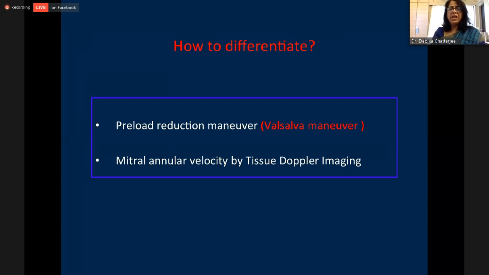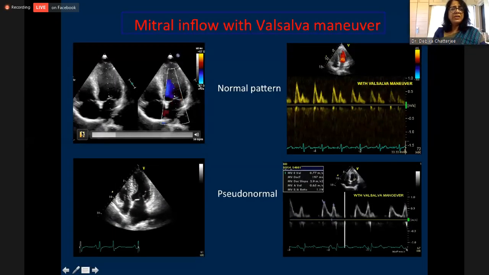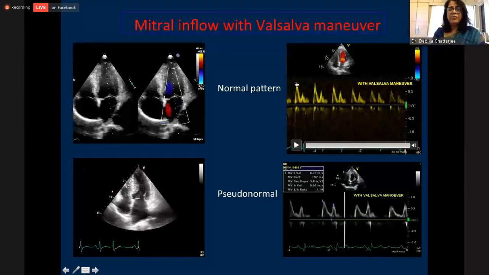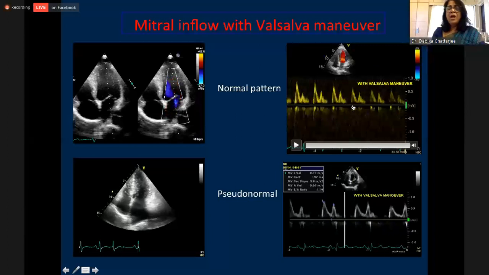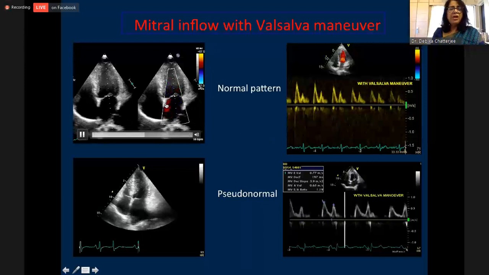Now let us see how the Valsalva maneuver goes. This is a normal person having a normal diastolic flow, E more than A. I ask the patient to do the Valsalva, and then I see that both E and A are reduced proportionately, keeping the ratio just like before.